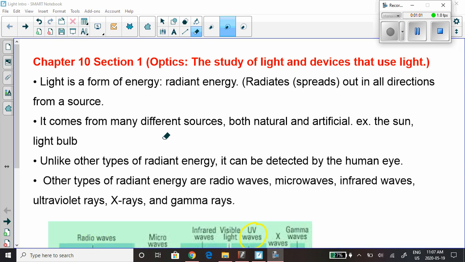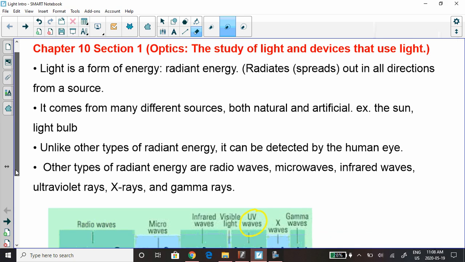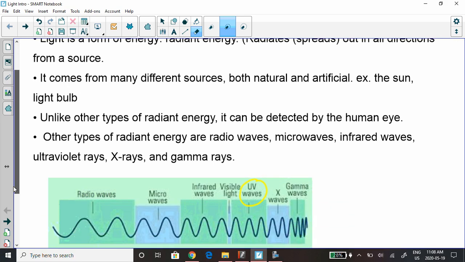And unlike other types of radiant energy, light is very special to us because we can detect it with our eye. That's one of the main reasons we're going to study it. It's a big part of our life, this thing called light.